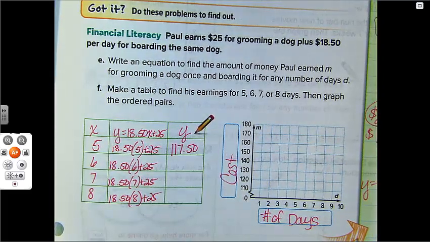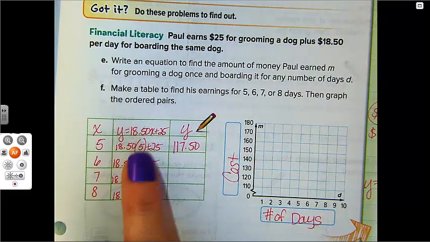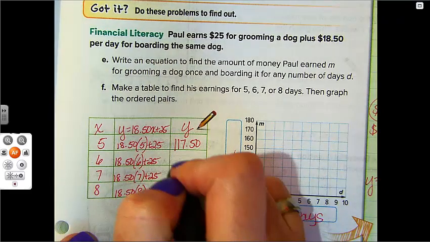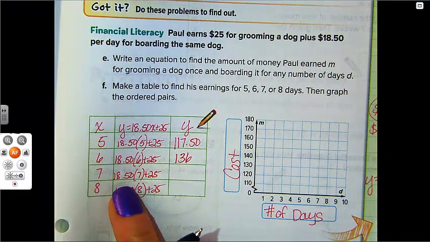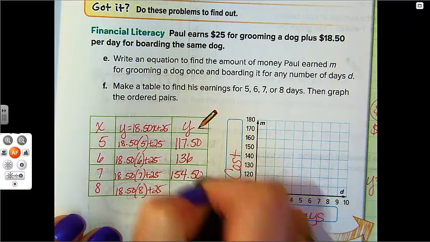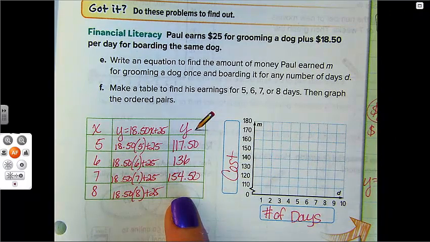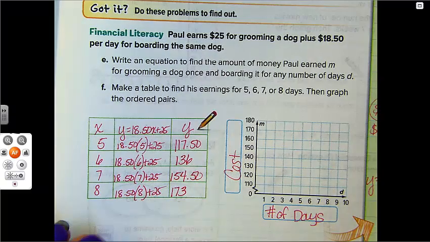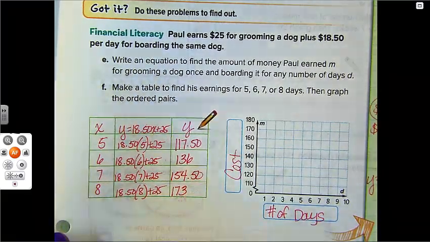Okay? So I've already done 5, so let's do 6. 18.50 times 6 plus 25 is $136. 18.50 times 7 plus 25 is $154.50. 18.50 times 8 plus 25 is $173. So this is how much it would cost to do each of these times. And now I can graph that.